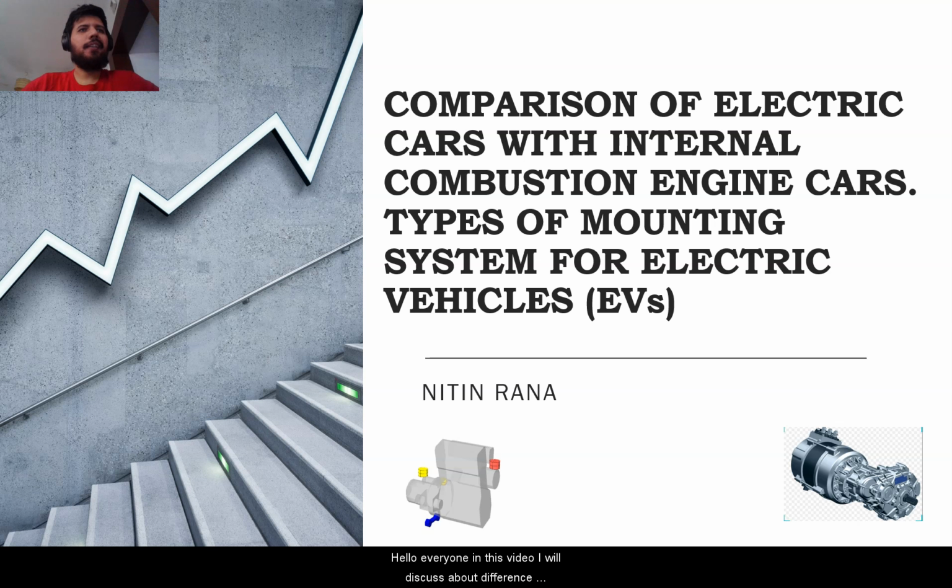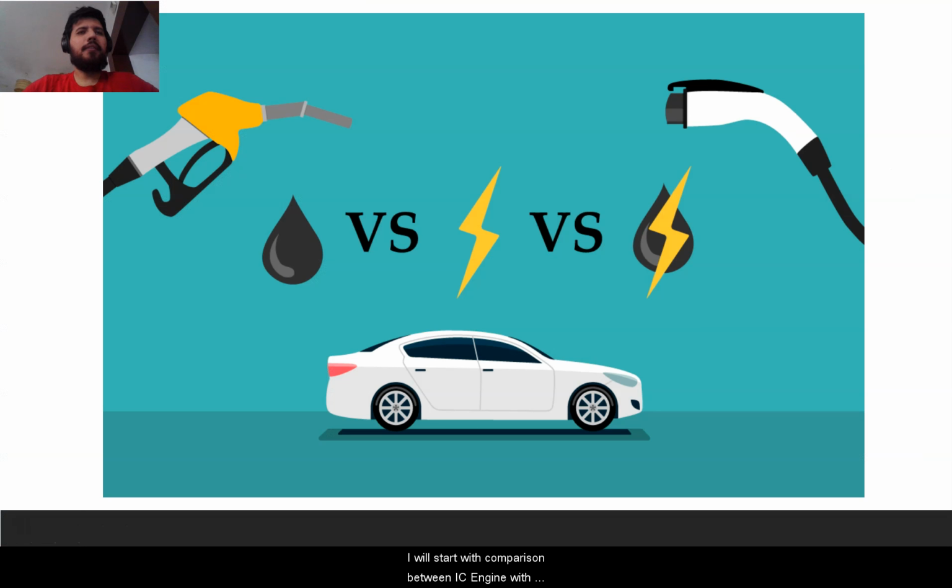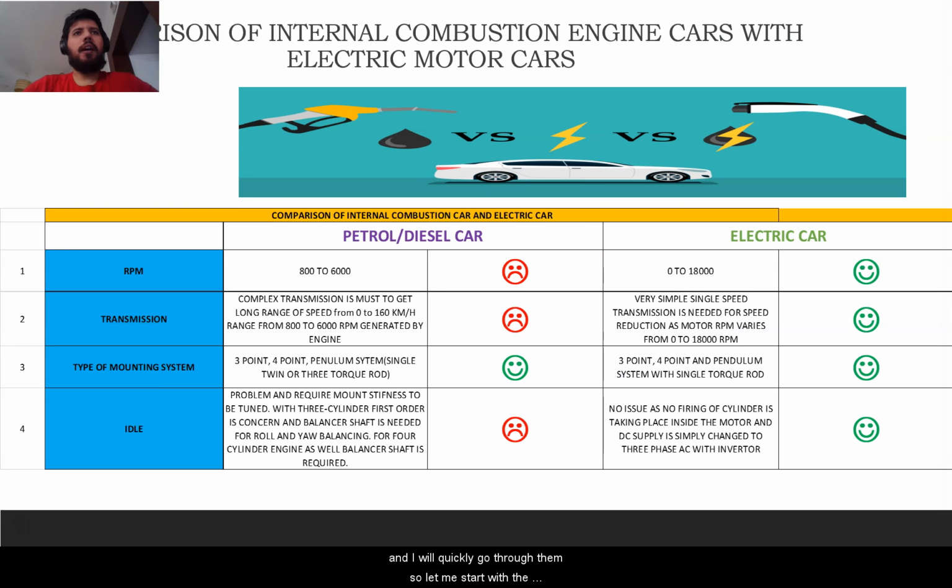Hello everyone. In this video, I will discuss the difference between internal combustion engine cars and electrical vehicle cars, along with the type of mounting system used in electrical vehicles for supporting motor weight. I will start with a comparison between the IC engine and the electrical motor. Total evaluation factors are 29 and I will quickly go through them. So let me start with the RPM.